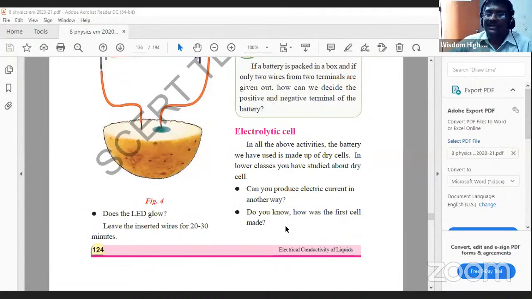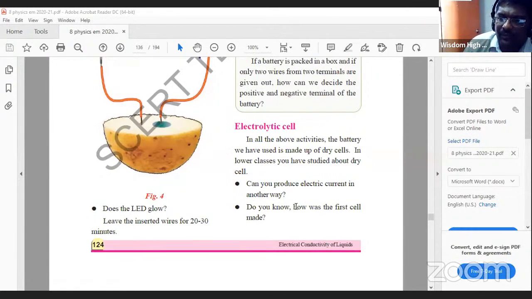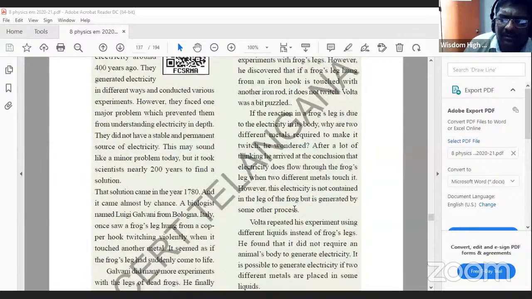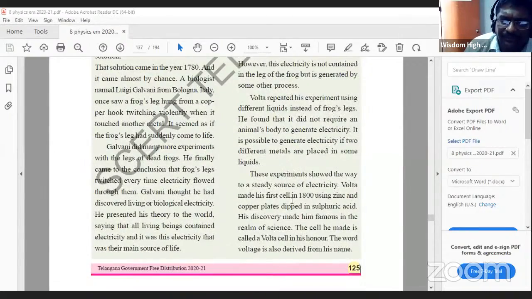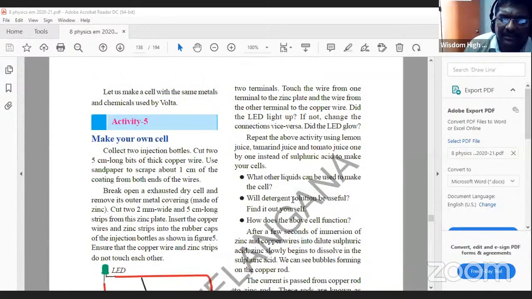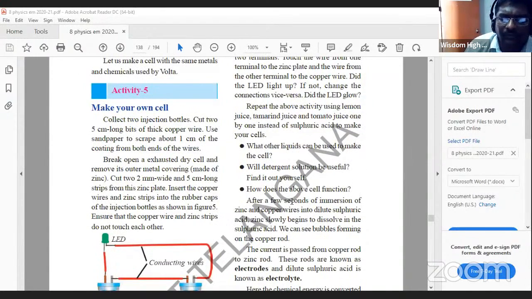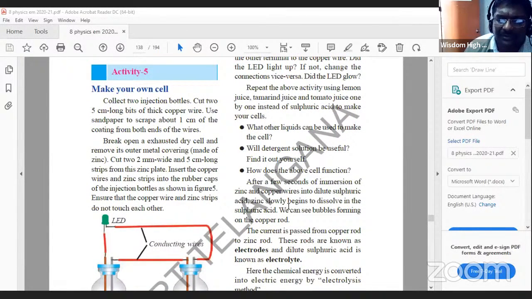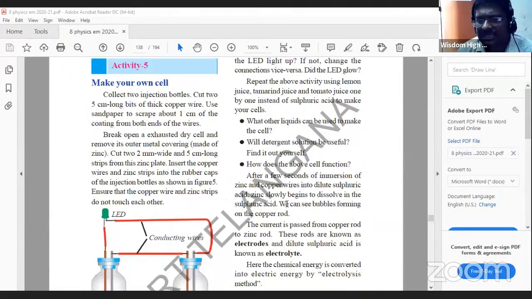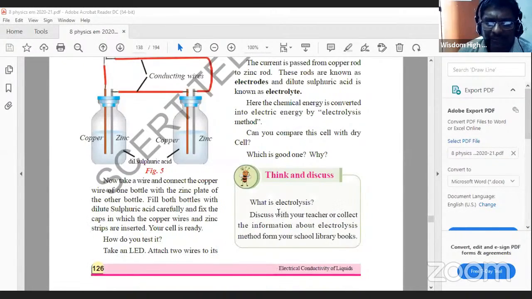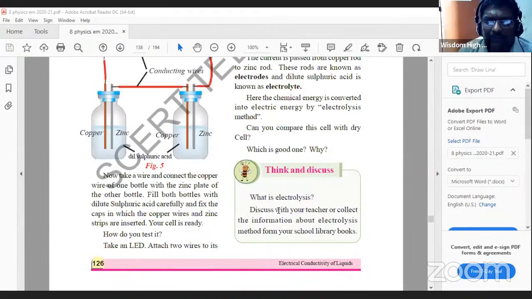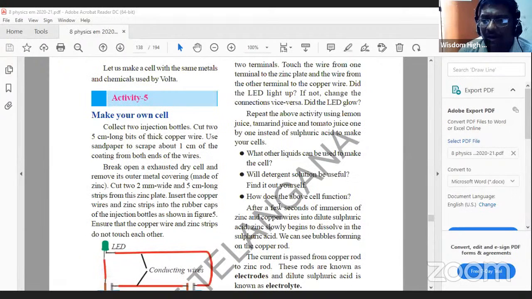Now, can you produce electric current in another way? Before going to that, we will discuss it tomorrow. I will explain a lengthy topic, and you will make your own cell also. We will discuss electrolysis and the electroplating process, and how we have to construct our own cell.